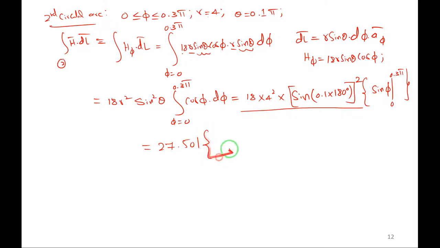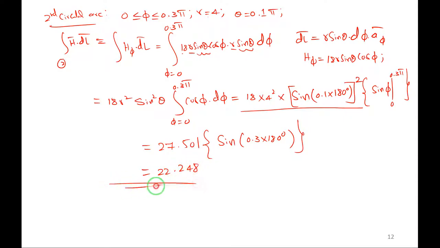Next, this one. Upper limit, sine of 0.3 into 180 degree. Upper limit, sine of 0.3 pi, right? Minus lower limit. Lower limit is 0. Sine 0 is 0, so I will not write it. So we will calculate this. How much will you get? Sine of 0.3 into 180 degree, this into 27.501. So I am getting it as 22.248 amps. So this is the second one, h dot dl.